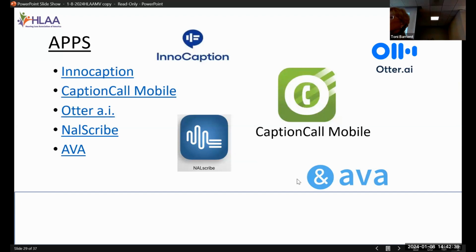Apps. If you've got a smartphone, there's InnoCaption, Caption Call Mobile, Otter, NowScribe, and ABBA. I don't know what NowScribe is. InnoCaption and Caption Call Mobile are the apps that I'm most familiar with, and they're excellent. If you've got an iPhone and you want captions for your phone calls, InnoCaption will show you both sides of the conversation. So not only does it tell you what the other party says, but it also shows what you said, and you can save the captions on your phone. They haven't come out with an Android version, but that's coming.